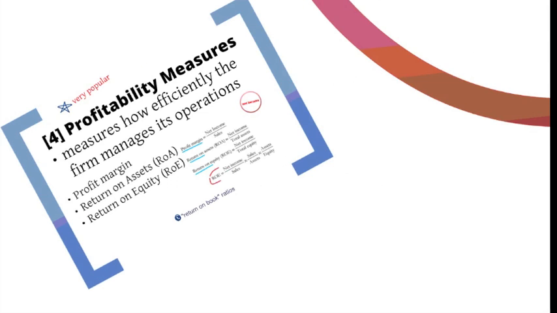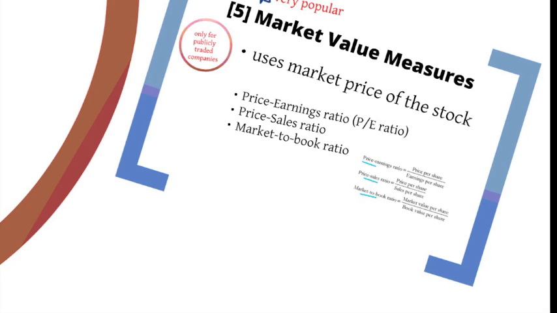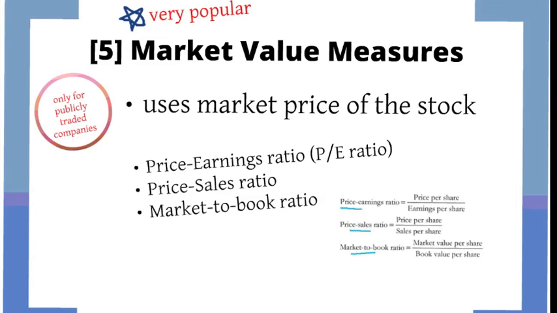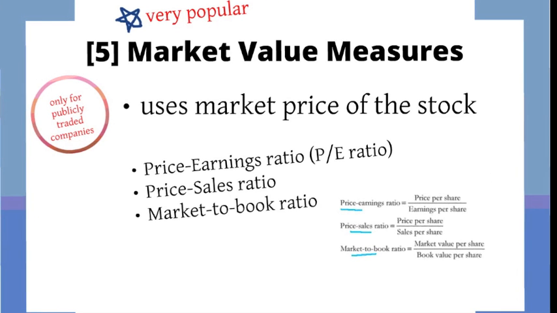We also have ratios to measure the firm's market value, meaning its stock prices. Since we have stock prices only for publicly traded companies, the ratios used here are applicable to publicly traded companies only. Also, the ratios here are very popular ratios such as price per earnings ratio, price per sales ratio, market to book ratio.